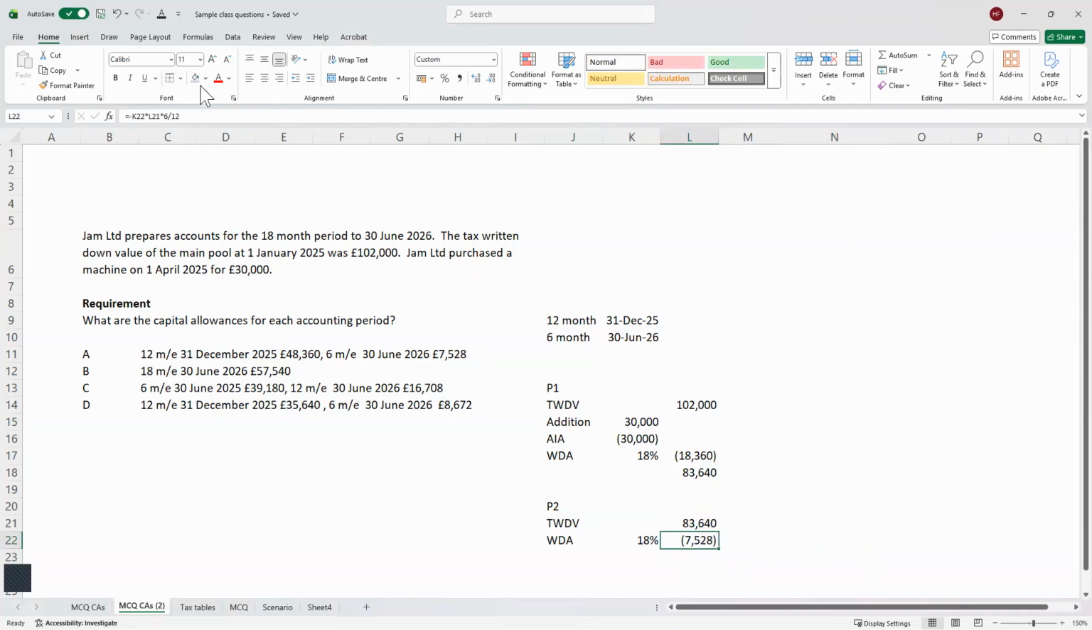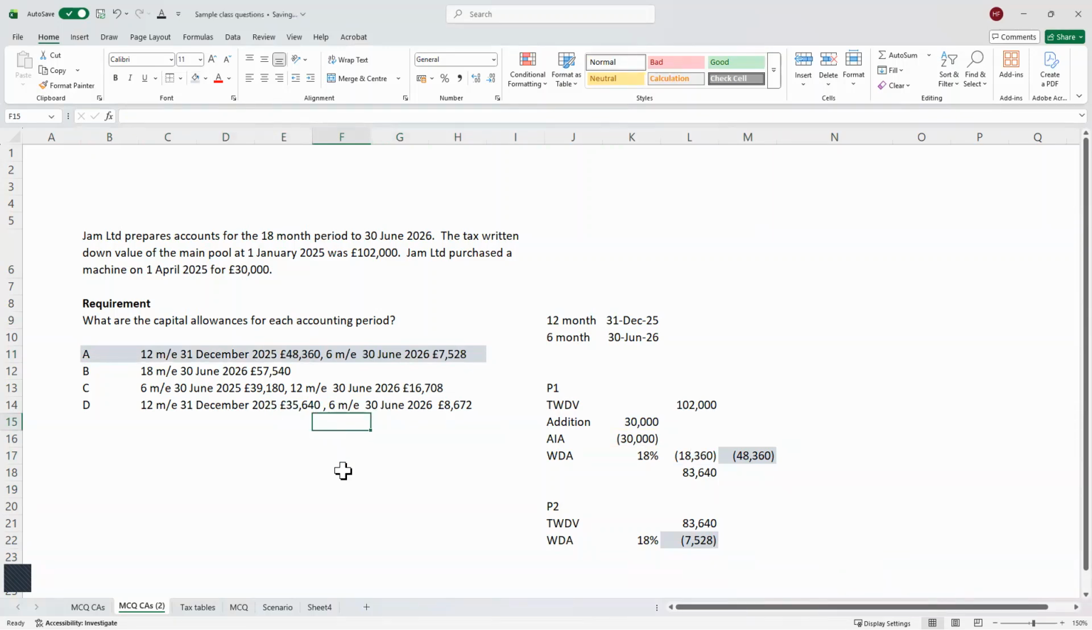So for the second accounting period, we have allowances of 7,528, and for the first accounting period, we have the sum of these two, the AIA and the writing down allowances, which is 48,360. So the answer here would be A. The 12 months ended 31st December 25, 48,360, and the 6-month period ended 30th of June 26, 7,528.